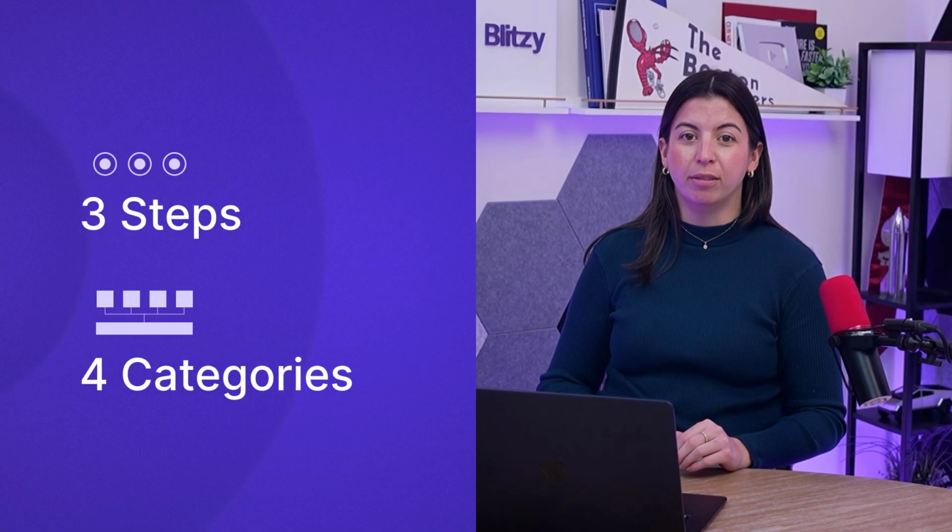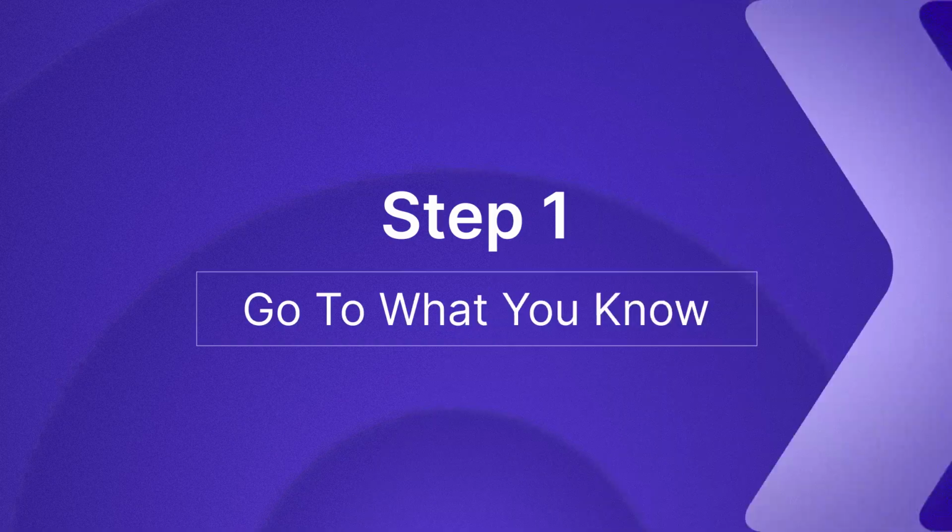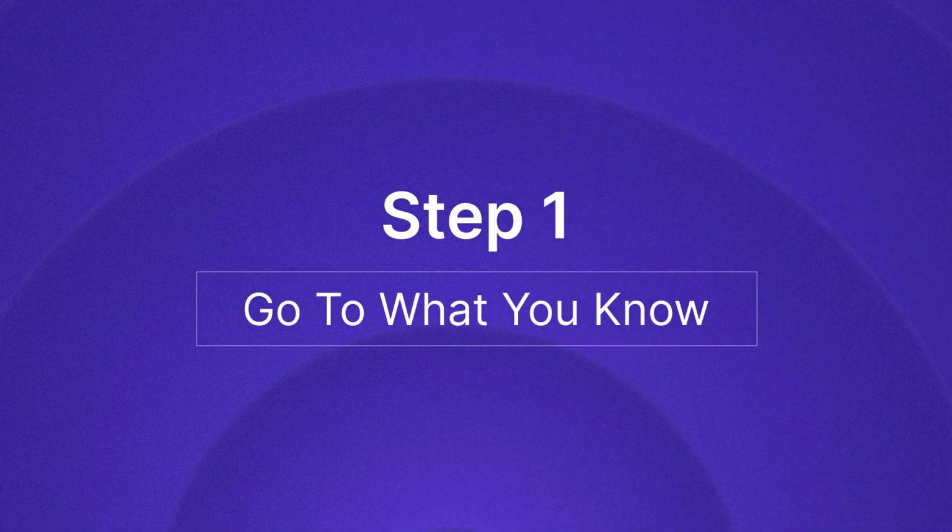There's 3 steps and 4 categories that Blitzy recommends you cover. Let's dive into those. For step 1, we'll really want to go to what we know. If you're a front-end engineer, maybe check the front-end architecture. If you're a back-end architect, you might want to look at some diagrams in here. Really just go to what you are the subject matter expert in and make sure Blitzy got those correct.